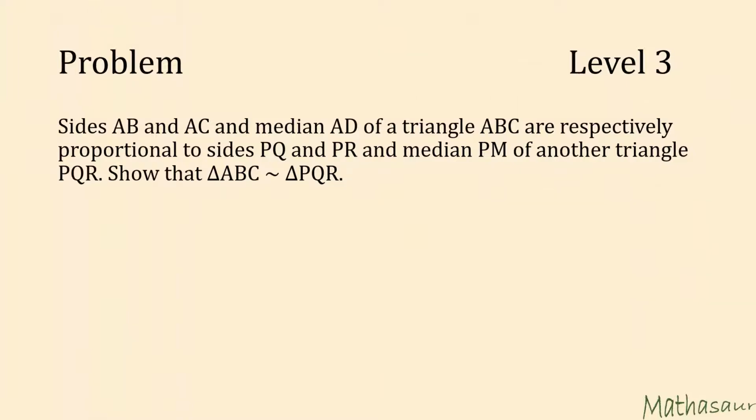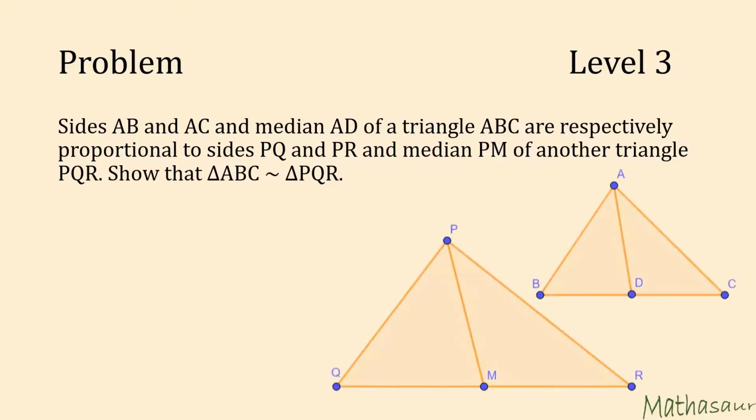Sides AB and AC and median AD of a triangle ABC are respectively proportional to sides PQ and PR and median PM of another triangle PQR. Show that triangle ABC is similar to triangle PQR. Let us first draw the two triangles along with their medians. Now since AD and PM are medians, they would divide the sides BC and QR into equal parts.